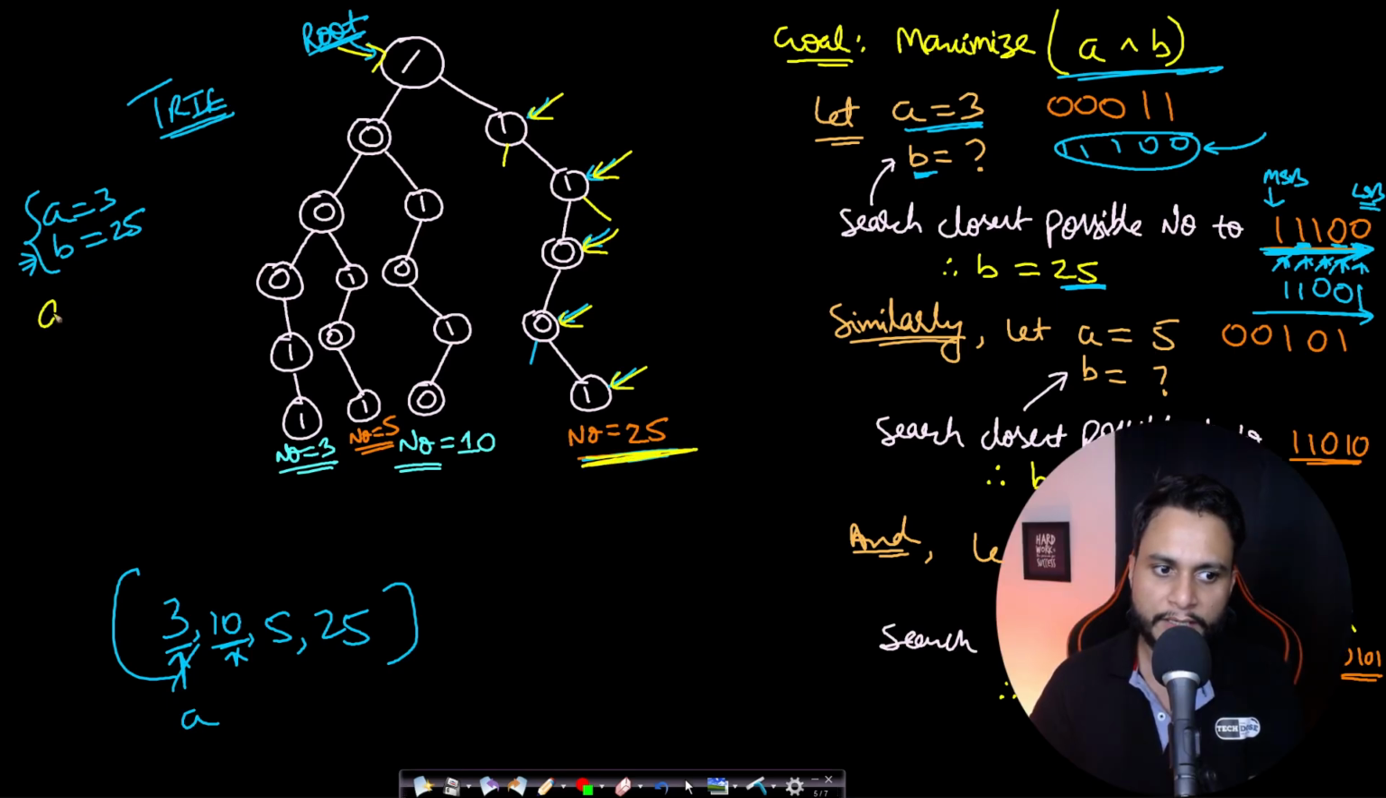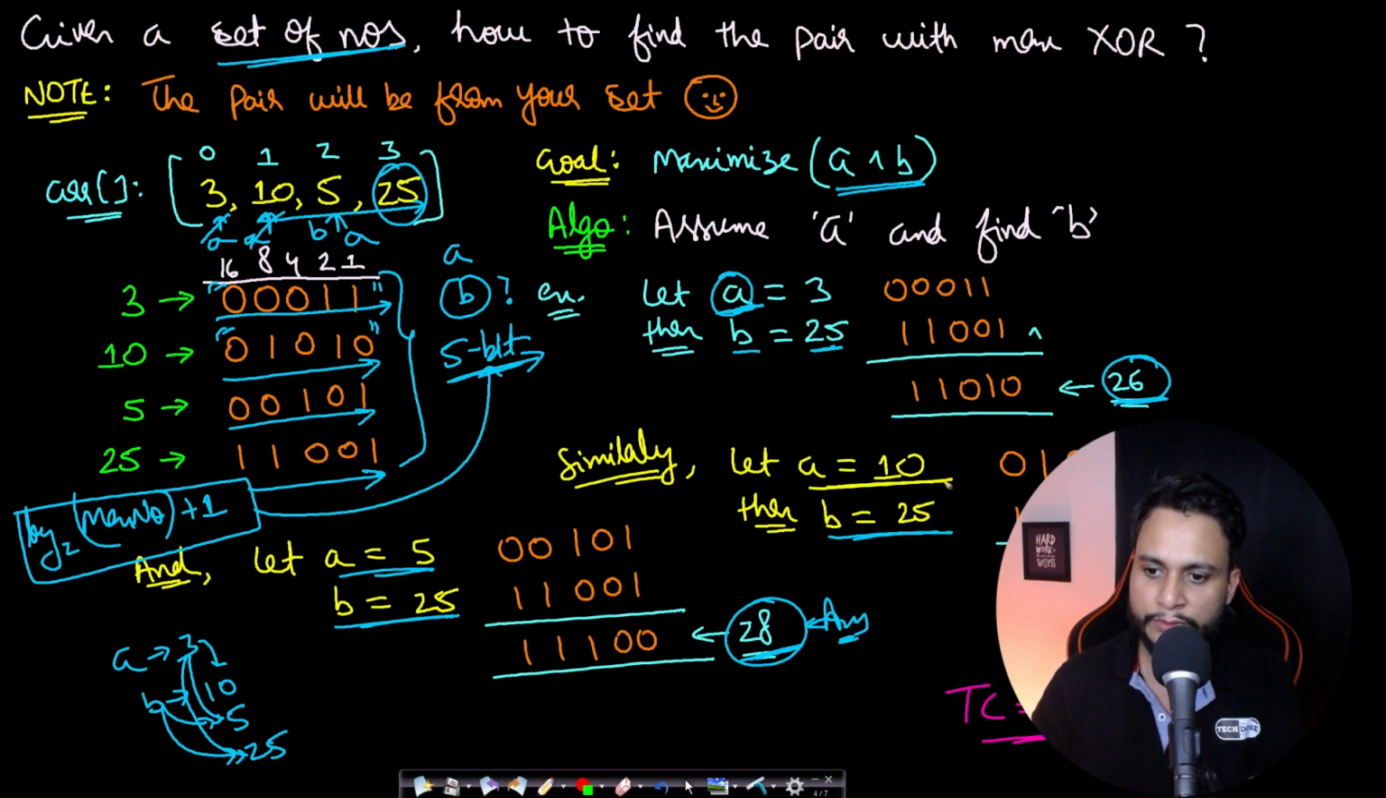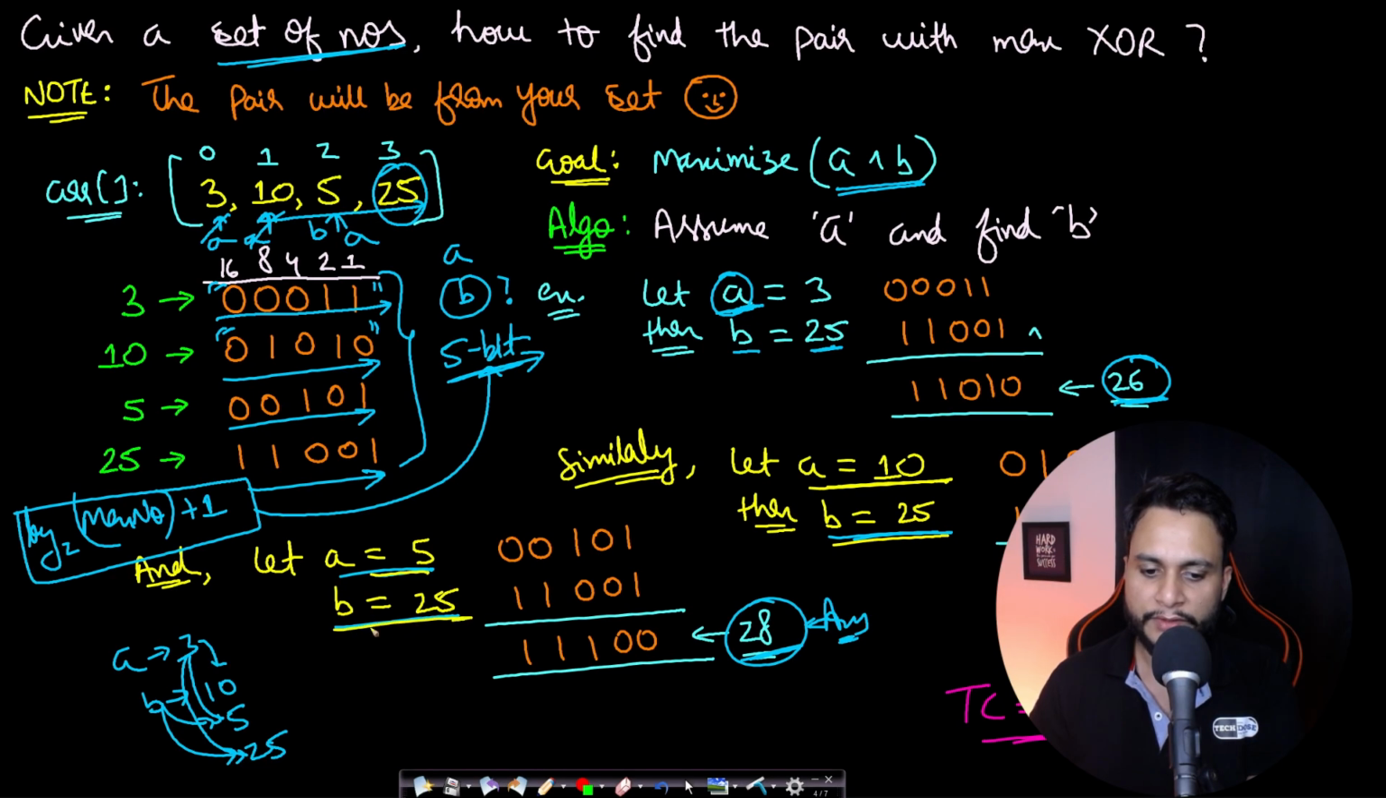So when you take A equals 10, then your B is equal to 25, and this will give you the max XOR value when you fix A equals 10. You can see that when you fixed A equals 10, B was 25 and the XOR value was 19. Similarly, if you repeat it for 5 and 25, you don't need to do it for the last item. You just do it for 5. You will end up with, for 5, the answer will be 25, right?